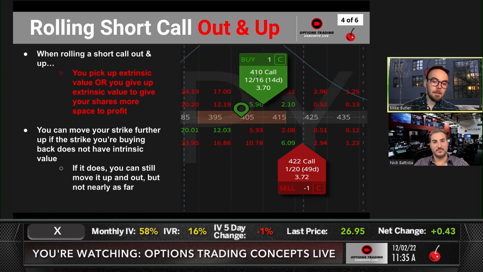So here, you can do this for a scratch, rolling from December to January, and you can move it up 12 points because you're just dealing with extrinsic value. Both of these short calls are out of the money. You're only dealing with extrinsic value here, which gives you the greater flexibility of where you can move this strike and still do it for a scratch.